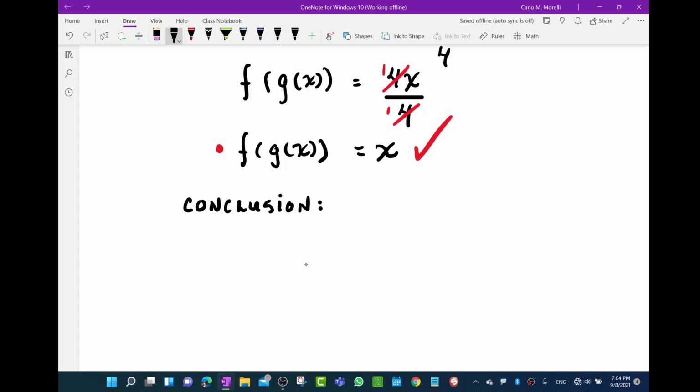And I'd really like you to write this out, okay? Because writing it out will teach you to think mathematically. So let's write this out.